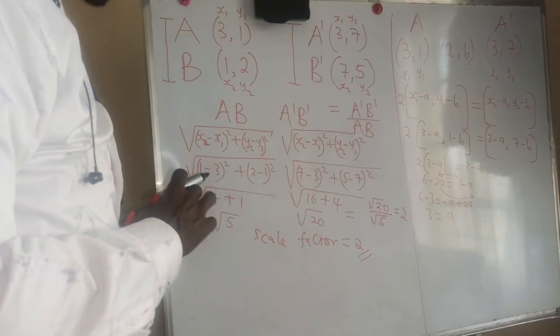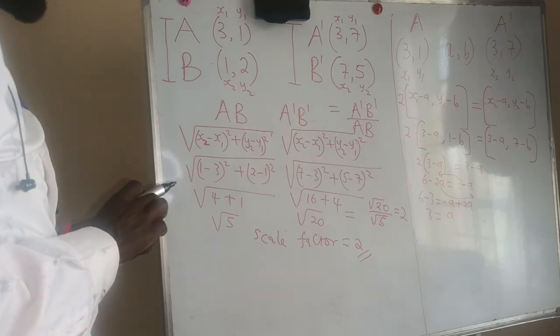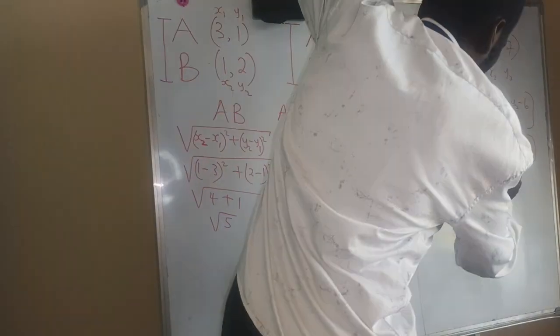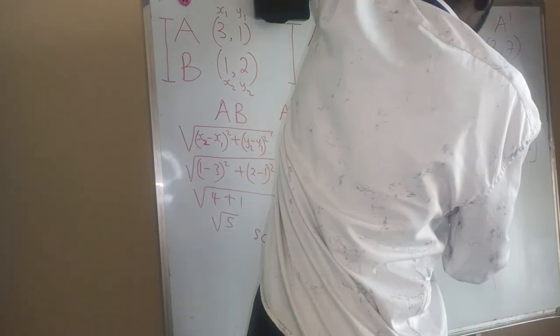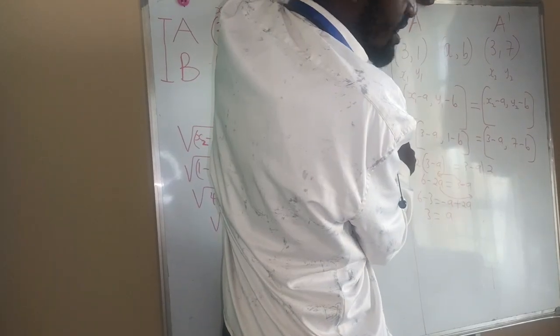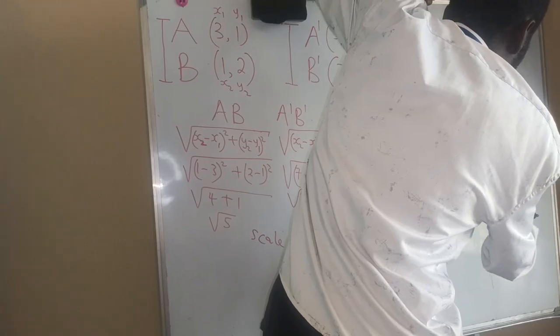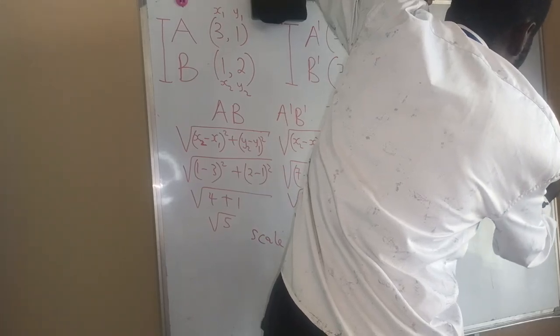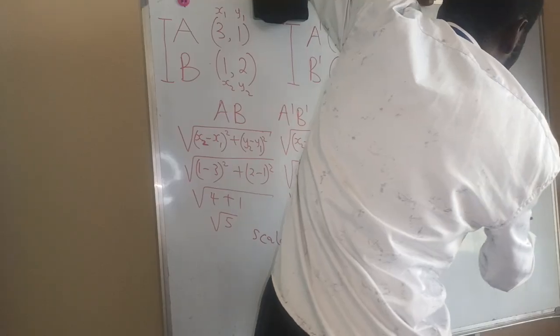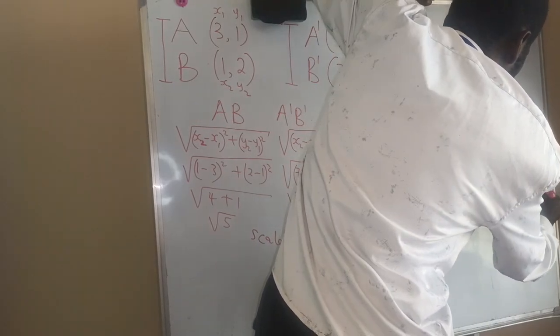That is the first coordinate of the center of enlargement. So we want to get the corresponding value of B. We shall come back and use B. So we shall say again 2, the scale factor, into 1 minus B. That must be equal to 7 minus B. So 2 times 1, that is 2, minus 2 times B, that is 2B. That must be equal to 7 minus B.